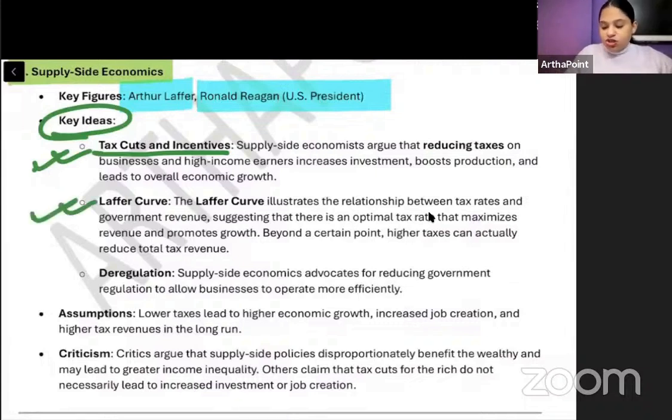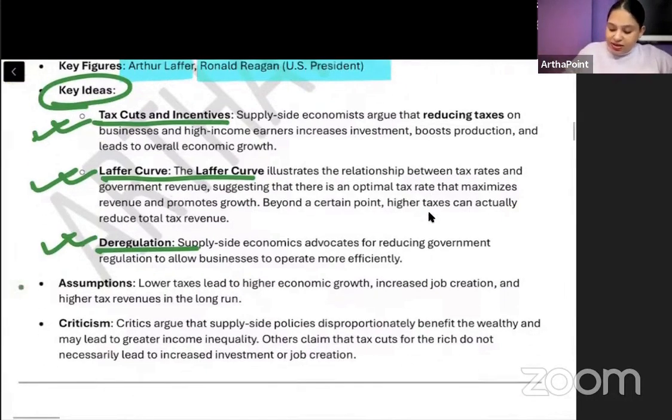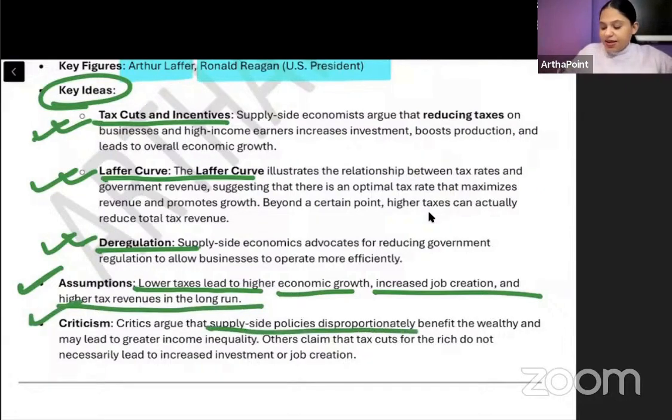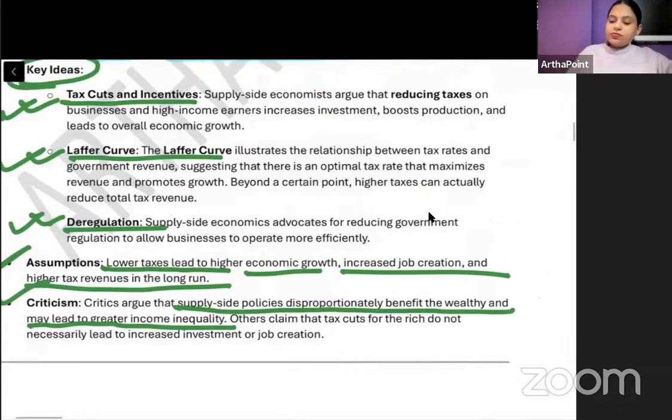Right? फिर दूसरा चीज जिस पे बात की गई, that was the Laffer curve. And the third thing was deregulation, which means we need limited role of the government. हमें government का बहुत ज्यादा role नहीं चाहिए. Assumption. Lower taxes lead to higher economic growth, increased job creation, higher tax revenue in the long run. Criticism. They criticize that supply side benefit the wealthy and lead to greater income inequality. इस पे थोड़ा सा बात कर लेते हैं.